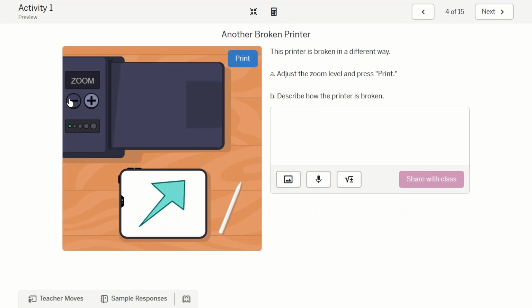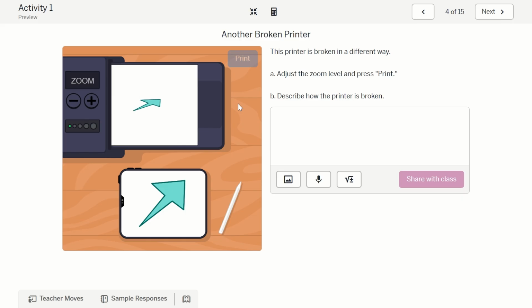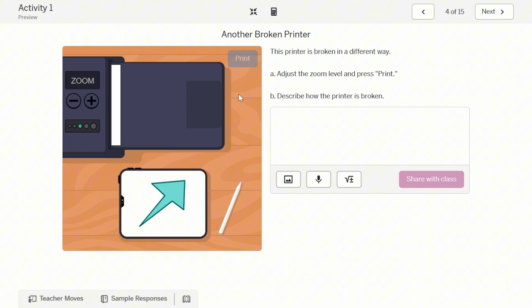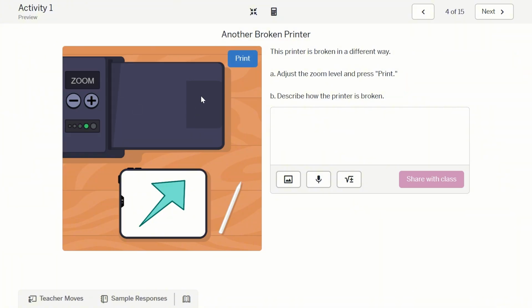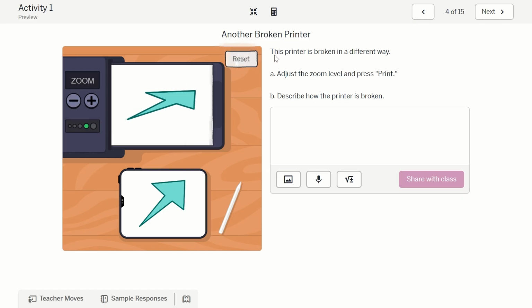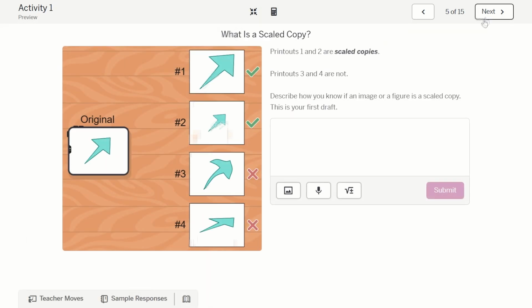Another broken printer. What do we notice about this broken printer? What do we notice? It's stretching our shape, right? But is our shape staying the same? Kinda, right? But it's misshaping it. So this is what the importance of this whole lesson is. We're talking about scaled copies. Whenever you see bold words in the lesson, that's something that needs to be in your notes. So we need to write scaled copies down in your notes.